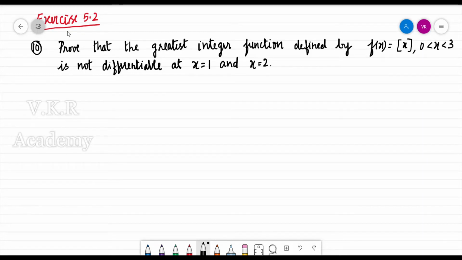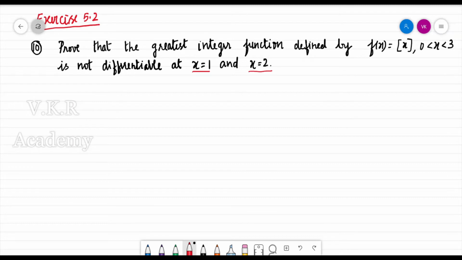Hi students, now let's discuss the 10th problem from exercise 5.2. We are given the function f of x is equal to greatest integer function of x defined in the interval 0 to 3, and we are asked to prove that f of x is not differentiable at x is equal to 1 and x is equal to 2.